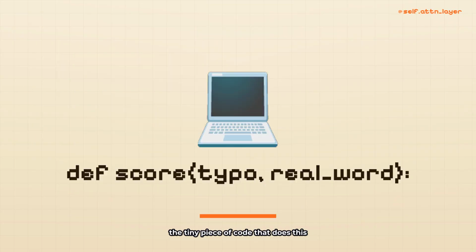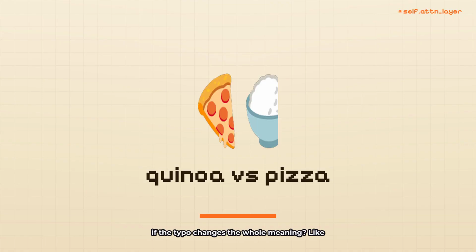Here's the tiny piece of code that does this math. It's just a few lines, like a mini detective solving the mystery. But what if the typo changes the whole meaning? Like typing "quinoa" as "pizza." Both are foods, so they're neighbors in the secret code space. The phone might guess wrong because pizza and quinoa are close in the code list.